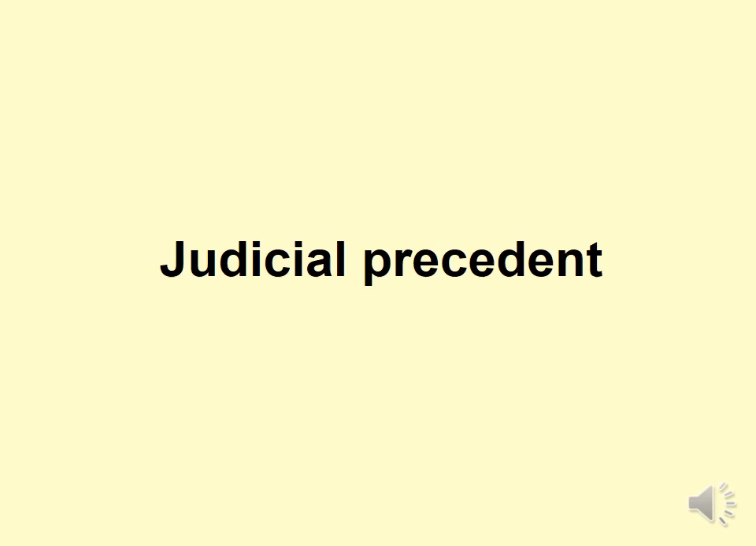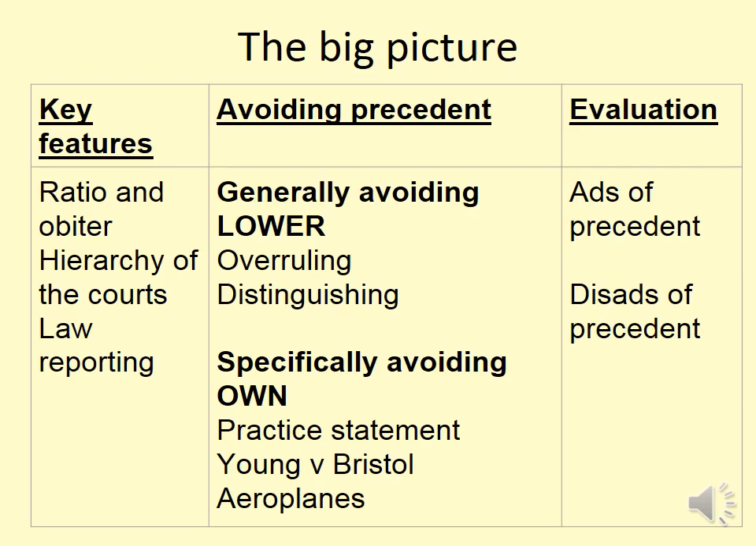So there are three questions on Unit 1 on judicial precedent. They are always in the same order and they are always present. The first question, which is what we're going to be focused on mainly today, is the key features of judicial precedent. This is ratio decidendi and obiter dicta, the hierarchy of the courts, and law reporting.